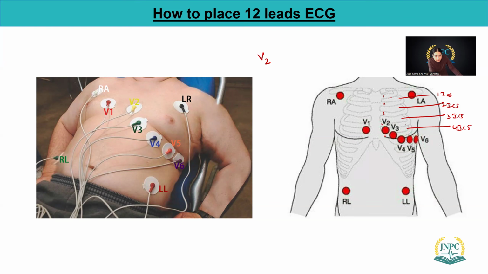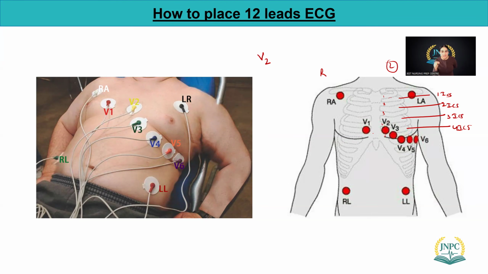4th or 3rd? This is 4th. V2, this is 4th, between 4th and 5th. So that is the 4th intercostal space, right? And this is your sternum, and that is on the left side. Always know this is the right side of the patient, this is the left side of the patient. When the patient is facing you like this, my right side is this and left side is this. So this is on the left side of the sternal border.